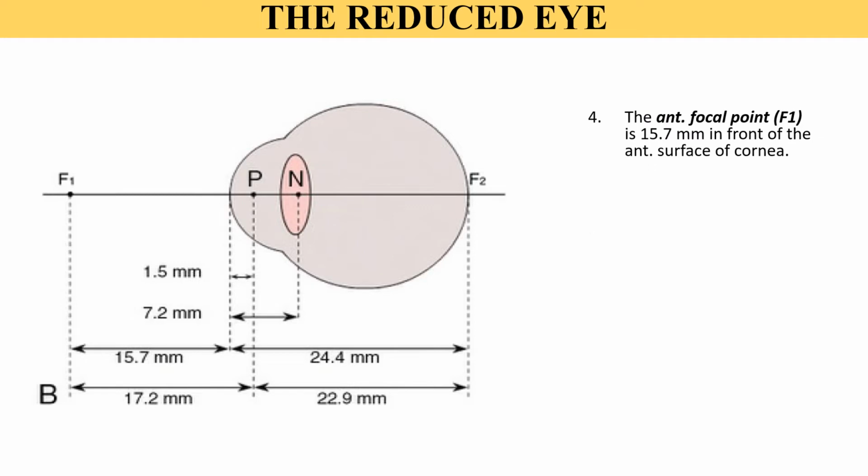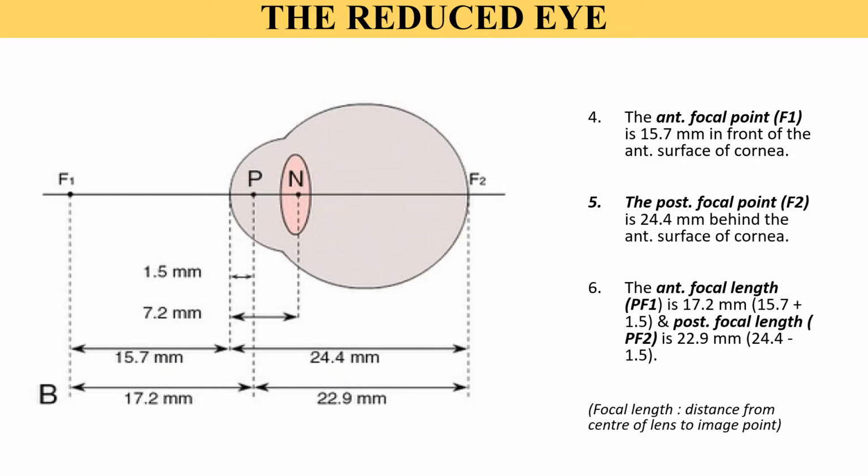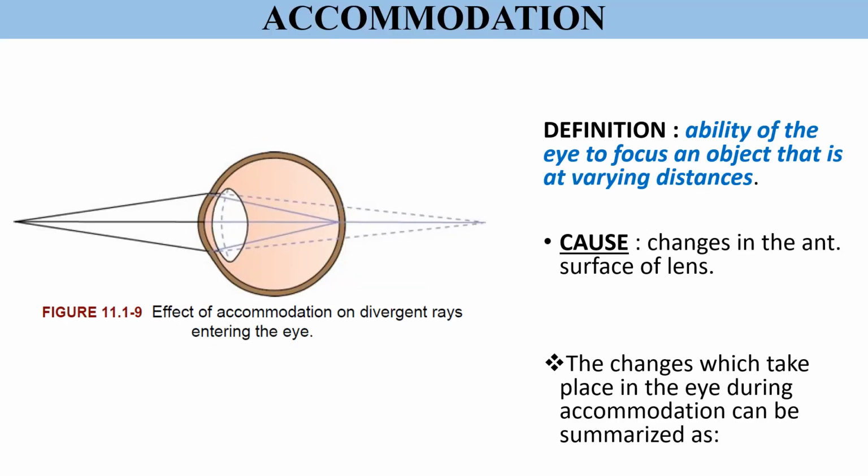The anterior focal point F1 is 15.7 millimeter in front and the posterior focal point F2 is 24.4 millimeter behind the anterior surface of the cornea. Whereas the anterior and the posterior focal lengths, that is PF1 and PF2 respectively, are 17.2 mm and 22.9 mm. The next topic is accommodation.